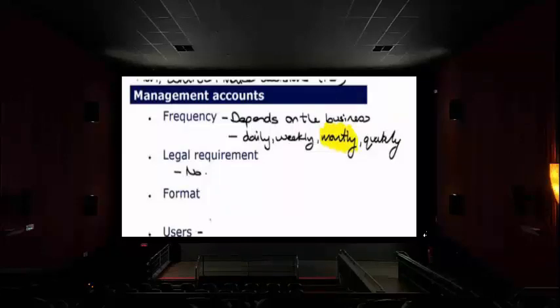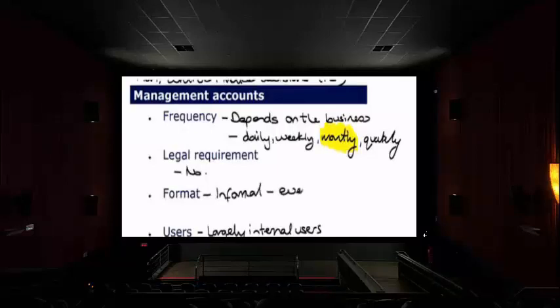So the users then will be largely internal users. And as the name suggests, usually it will be for management, supervisors, directors, middle management. Okay? And because it's kept internal, there is really no legal requirement to prepare them, nor is there any strict format. Again, it's very informal. Why? Because every business is different.